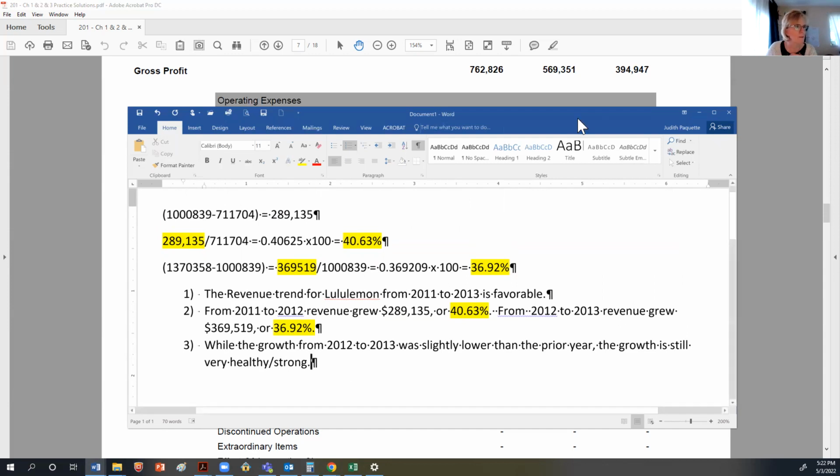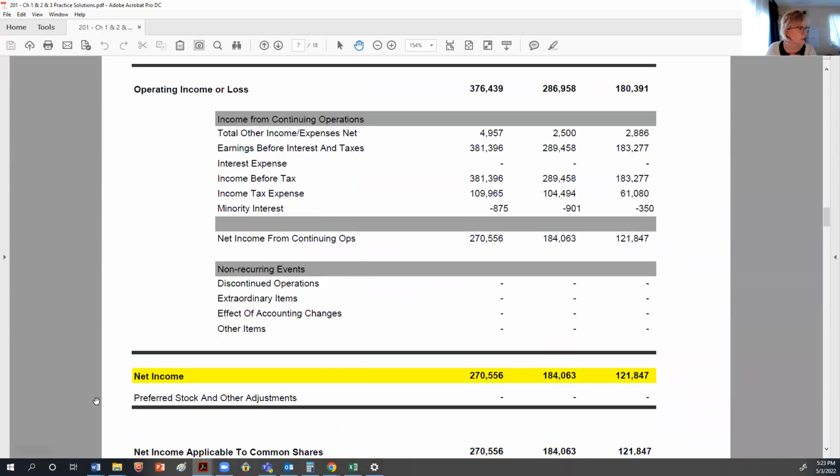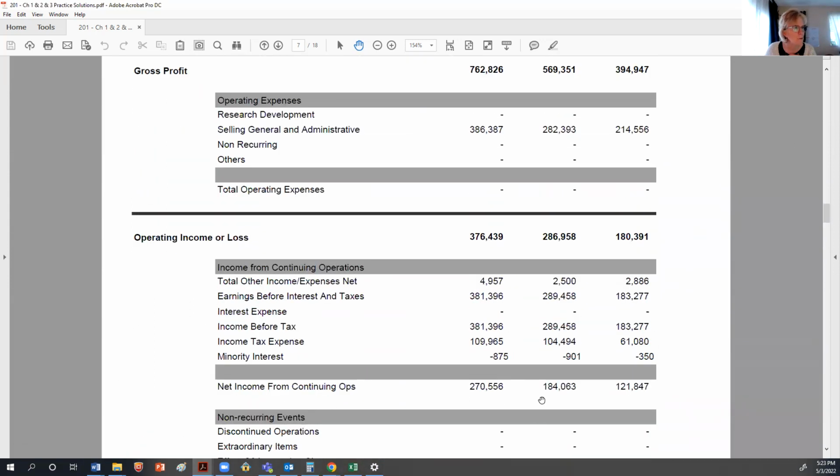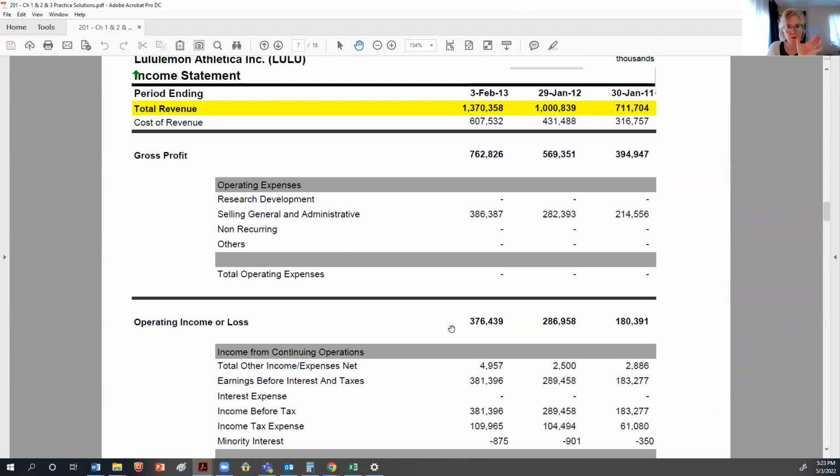Now, if the number was net income, it would be the same deal. You're just picking up the net income. You do not need to talk about the content in here. Just the trend for the single line.